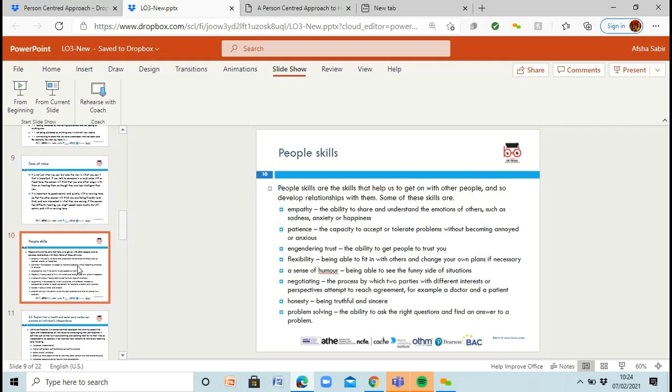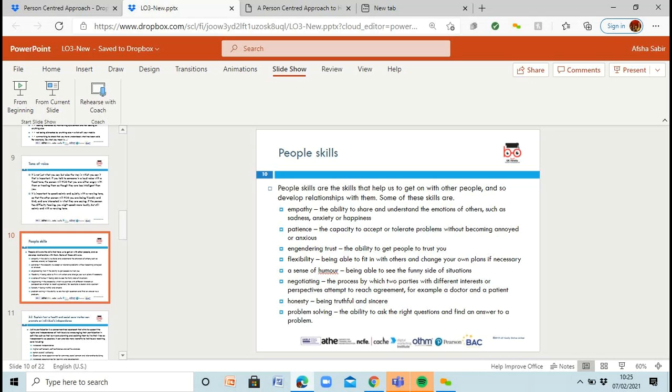And then you need to have people skills as well. Now, that goes without saying. I think everybody who works within healthcare has some extent of people skills. Some people will need to develop a little bit more. Some people will have it naturally. So people skills are what help us get on with other people. It's what helps us develop relationships with them. So you've got empathy, where you understand people's emotions, and patience. So it's the capacity where you can understand other people's emotions, and you can actually tolerate problems without getting annoyed yourself.